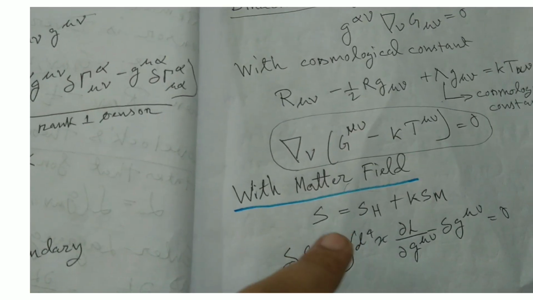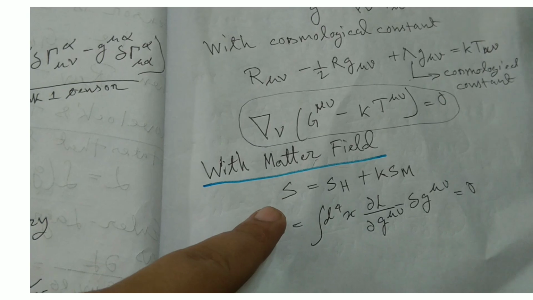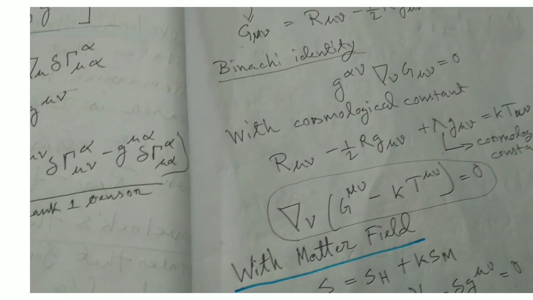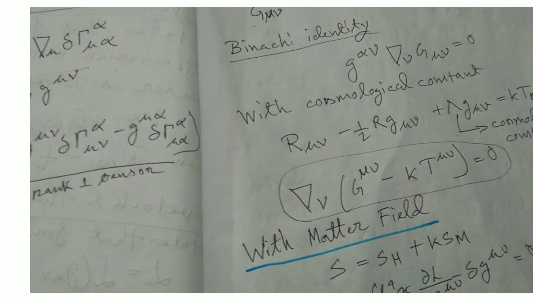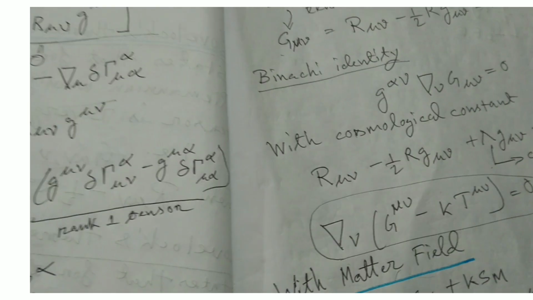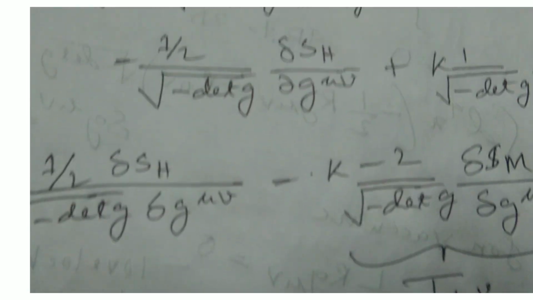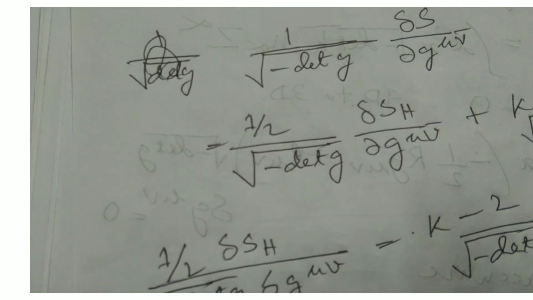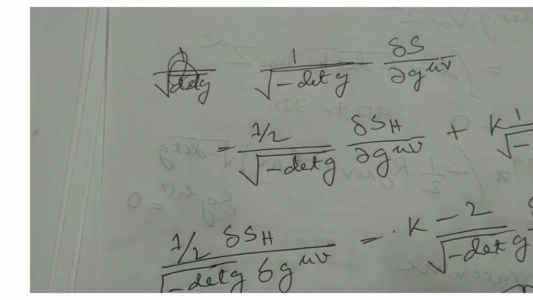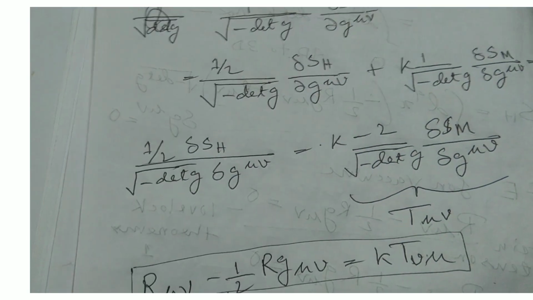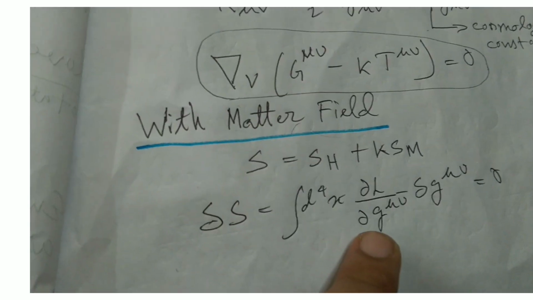This discussion is with matter field. When I use matter field, then I can say S is equal to S_H plus K S_M. Here S_M is the matter field action. So I use, and after that, the variation in action del S, we can write using the field Lagrangian. I used the field Lagrangian.